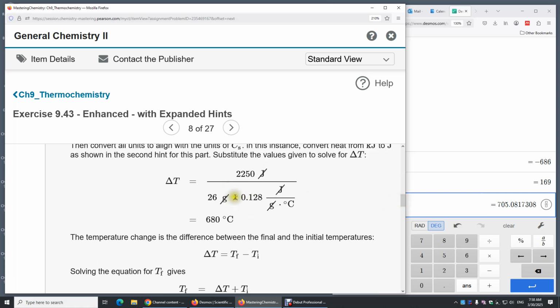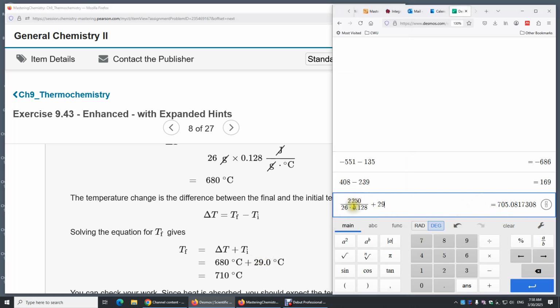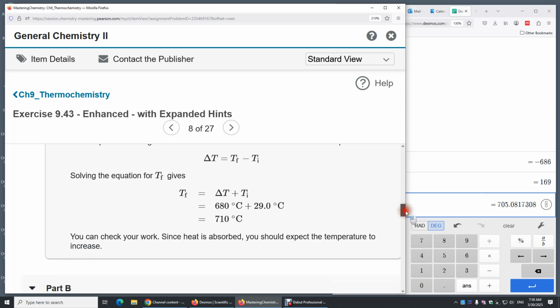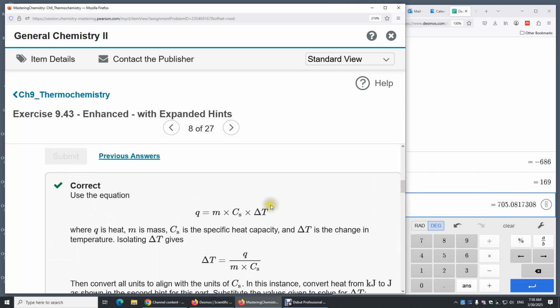Okay, so Mastering Chemistry calculated delta T first, heat divided by mass and specific heat capacity. So the temperature change is 680 degrees Celsius, and delta T is T final minus T initial. Therefore, T final is delta T plus T initial. Pretty much the same calculations here. T initial plus delta T here, and we get 710. Again we use this equation.